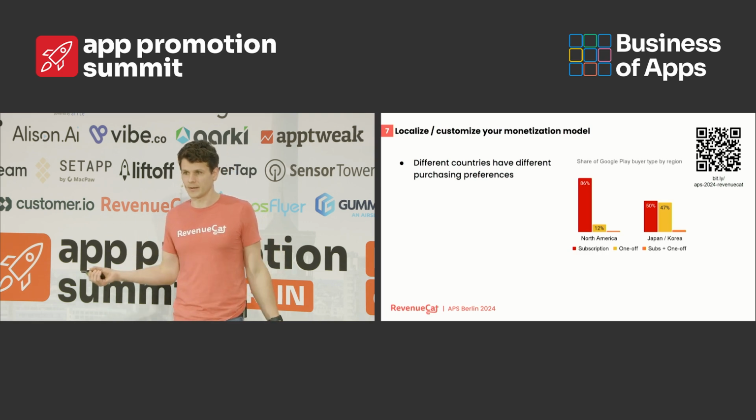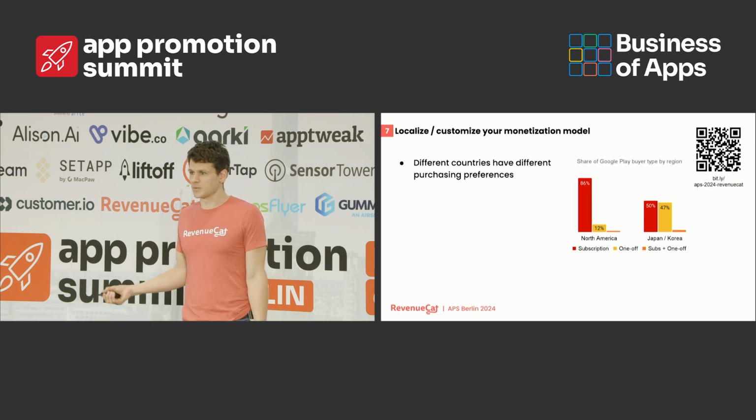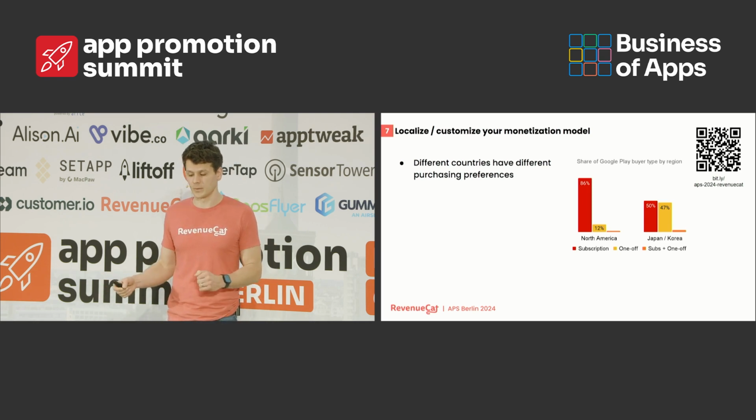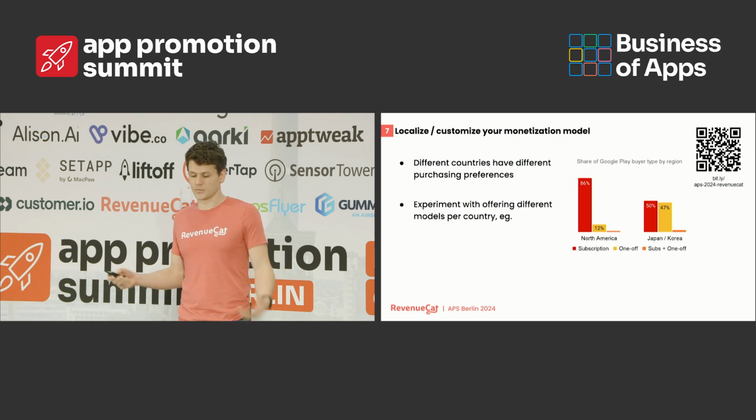And in North America, the primary market for many apps, 86% of buyers in apps are subscribers. Whereas if you look at East Asia, Japan, Korea, it's actually much more evenly split between subscriptions and one-off purchases. So, really thinking about, can I offer different things in different markets? So here are some ideas for how to differentiate this.